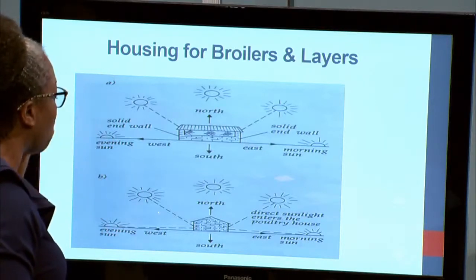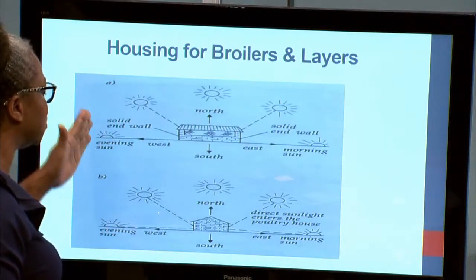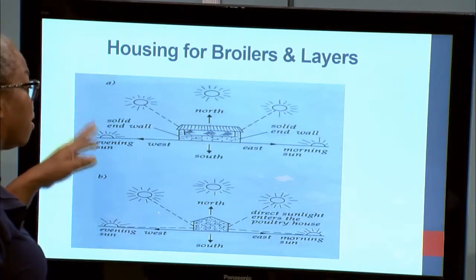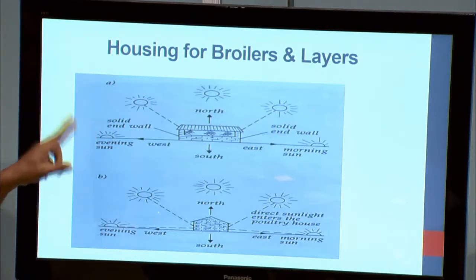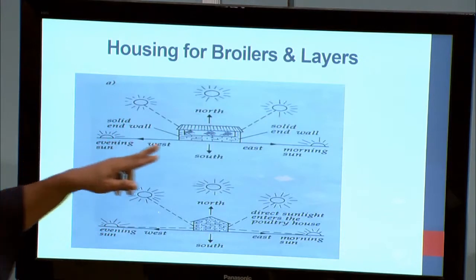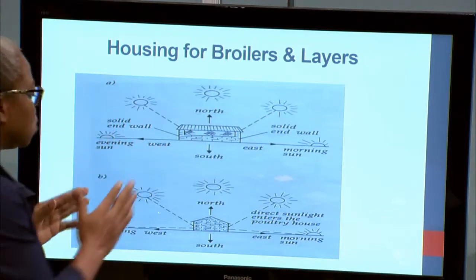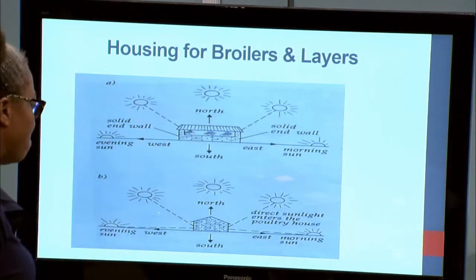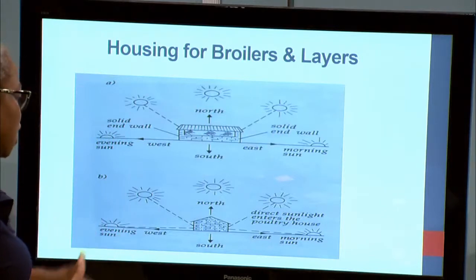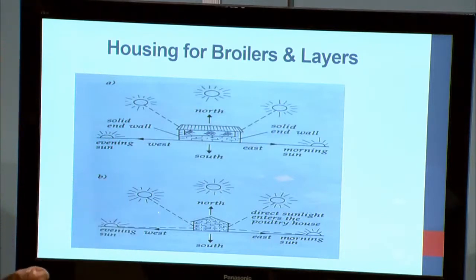So A is the correct way for farmers to build their house. So farmers out there, pay attention and make sure that your house is aligned in an east to west direction. Let us look at another house. This farmer builds his house in a north to south direction.